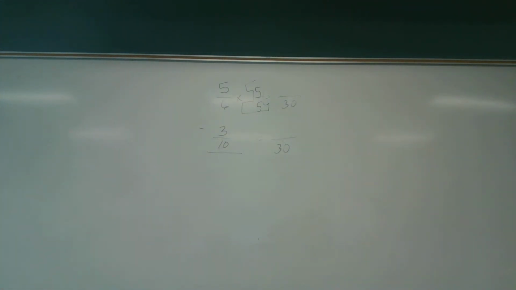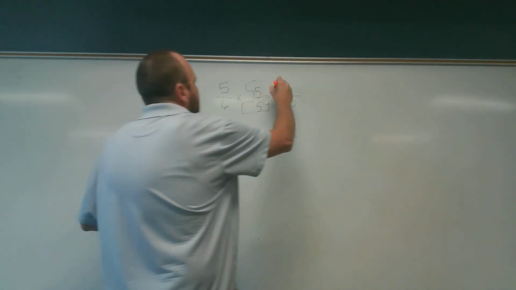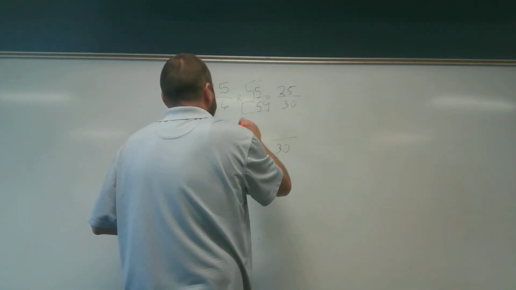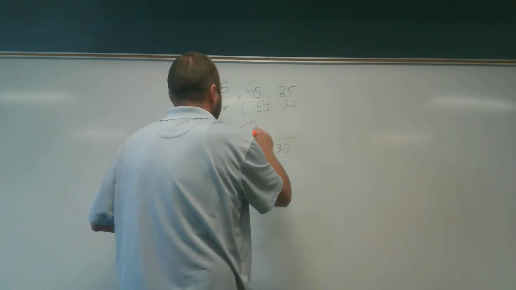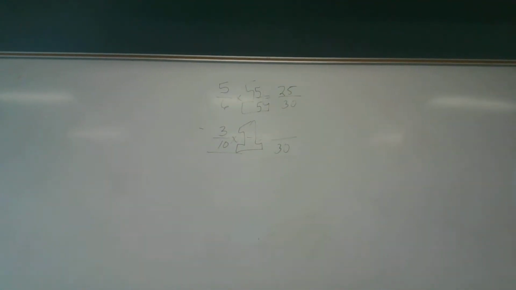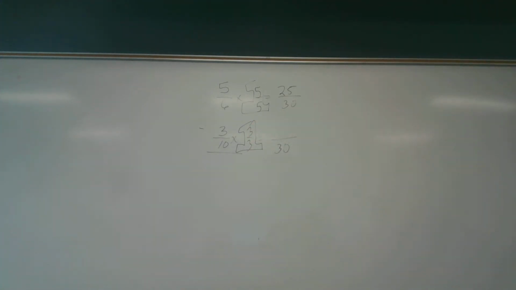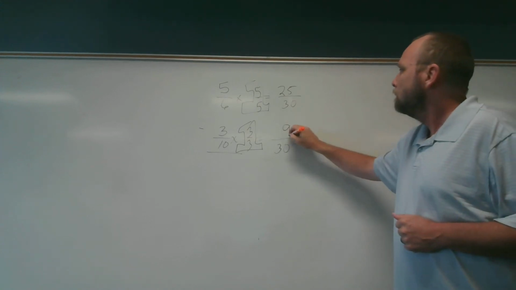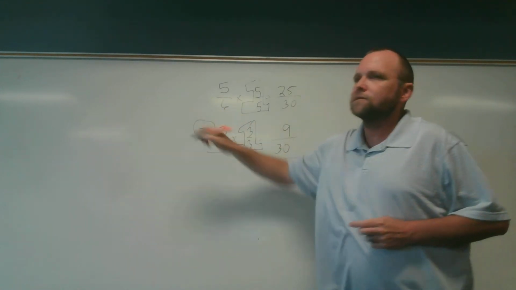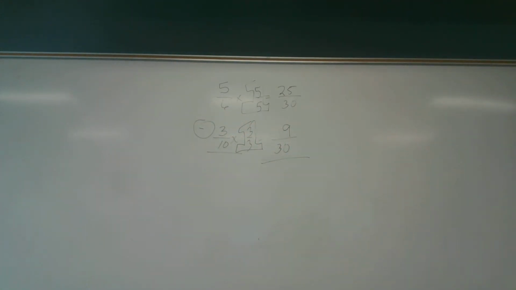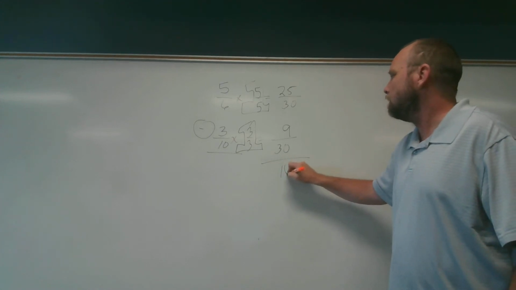Eric, what's my new numerator? 25. Eric, what would I multiply 3/10 by to give me a denominator of 30? 3/3, which gives me a numerator of 9. I go over and make sure I know what the sign is. It is subtraction. So Eric, what is my difference? 16/30.